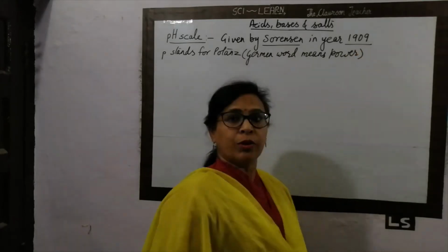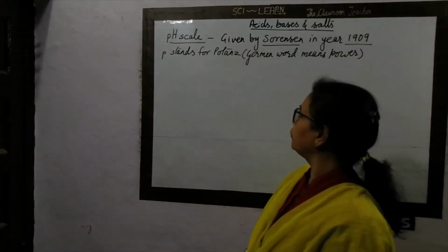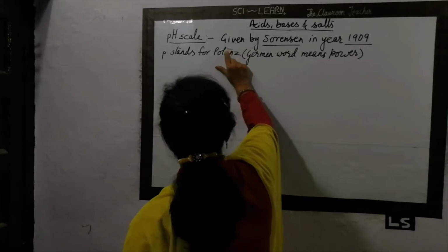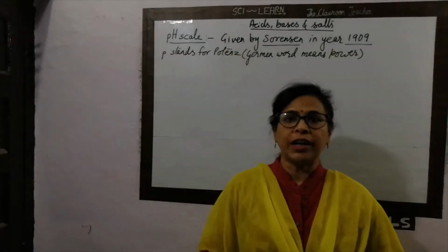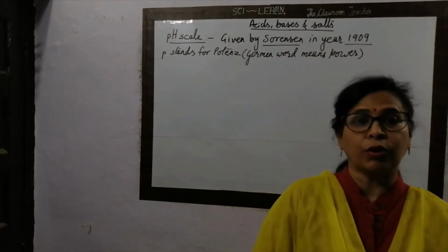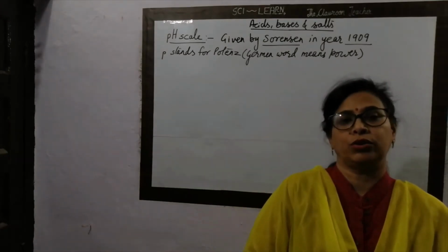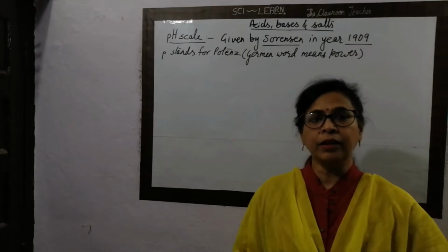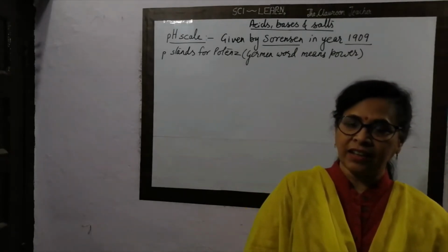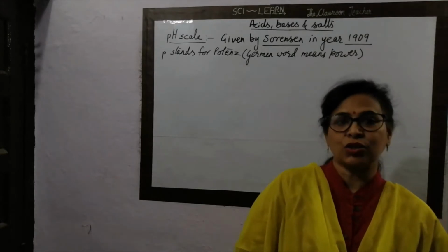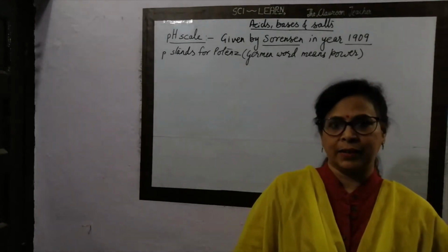Okay, potens. Potens of what? Potens, the power. And which power? Power of hydrogen. So it actually provides the information of hydrogen concentration in an acid, the power of the H plus in the acid. So it is called the pH scale.